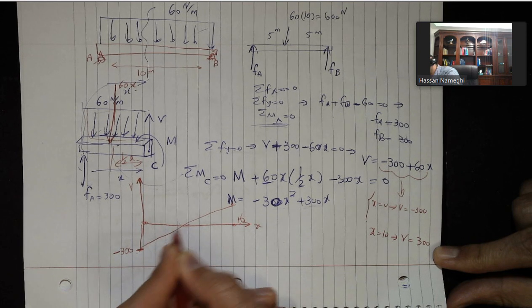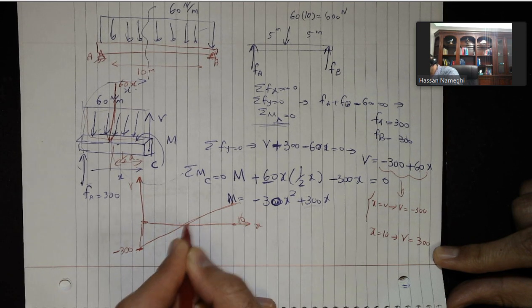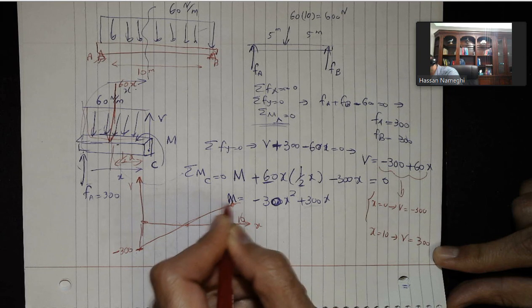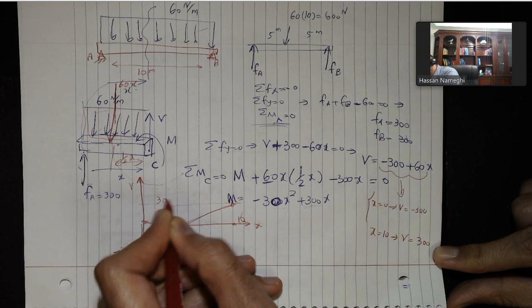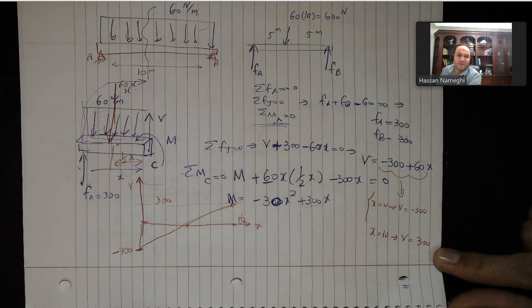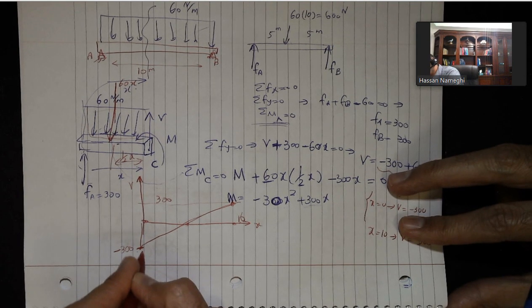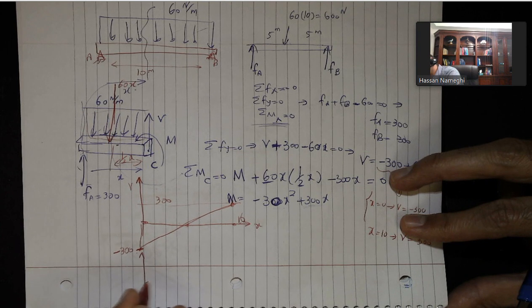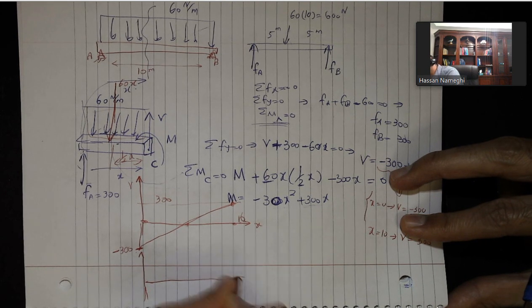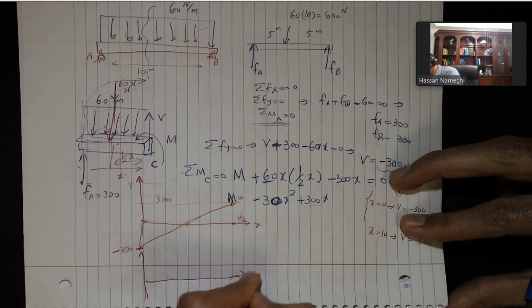And that's going to be something that looks like this. In the middle, at the distance of 5, I intersect with that point, and I reach 300 here. Not too difficult. So let's do the moment. The moment is a quadratic equation. With a quadratic equation, you need to pay attention to some more stuff.